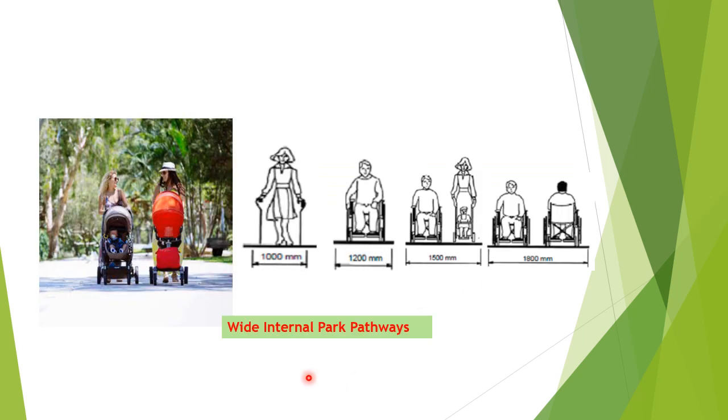So this is how wide internal park pathways are. You have prams and wheelchairs, so you have different dimensions required for different types of requirements. If a person is physically challenged, on a wheelchair, or has a pram, you have to accommodate them. That's why 3.28 to 5 feet are the park requirements for the widths of the paths.